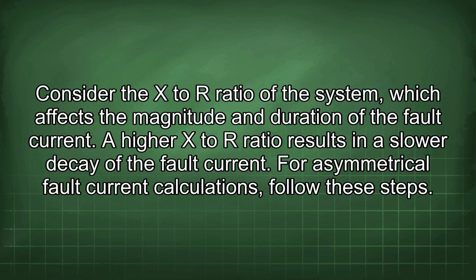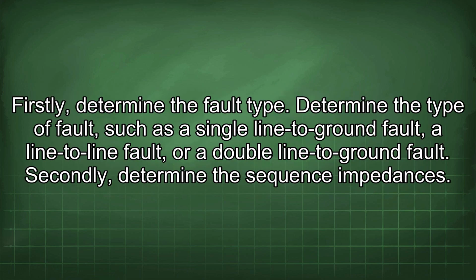A higher X to R ratio results in a slower decay of the fault current. For asymmetrical fault current calculations, follow these steps. Firstly, determine the fault type. Determine the type of fault, such as a single line to ground fault, a line-to-line fault, or a double line to ground fault.